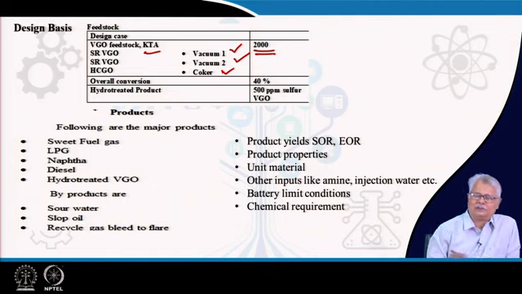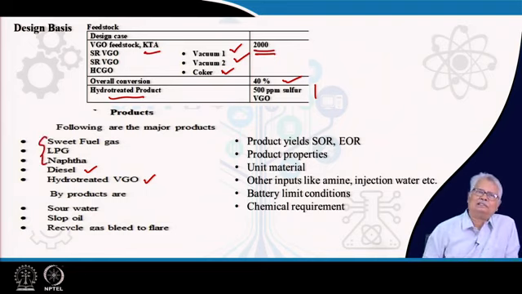The overall conversion is 40%. So, all these are the general information about the plant, and your hydrotreated product is supposed to contain not more than 500 ppm of sulfur in the treated vacuum gas oil. The major products are naturally the hydrotreated VGO and the diesel, and the lighter products are these three.